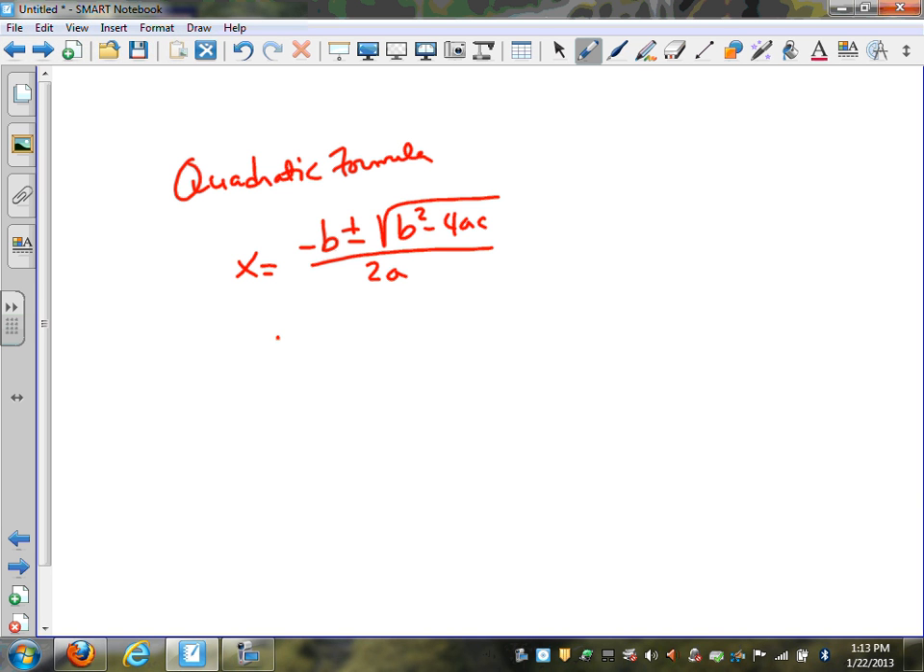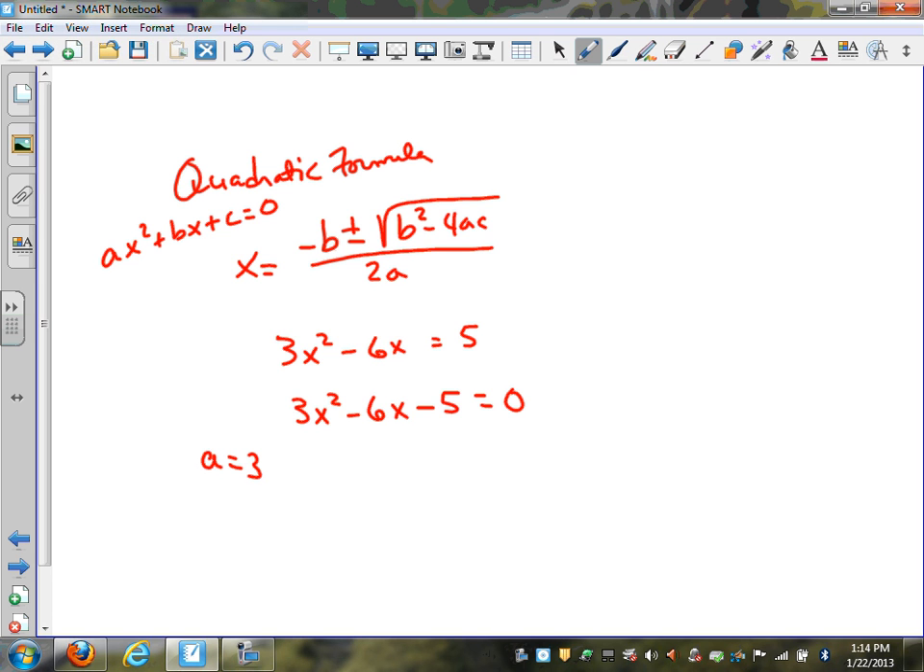So if I gave you 3x squared minus 6x equals 5, what you're going to do is set it equal to 0. A is in front of your x squared, B is in front of your x, C is your constant. So what's my A? 3. B is negative 6. C is negative 5, so let's plug it in here.